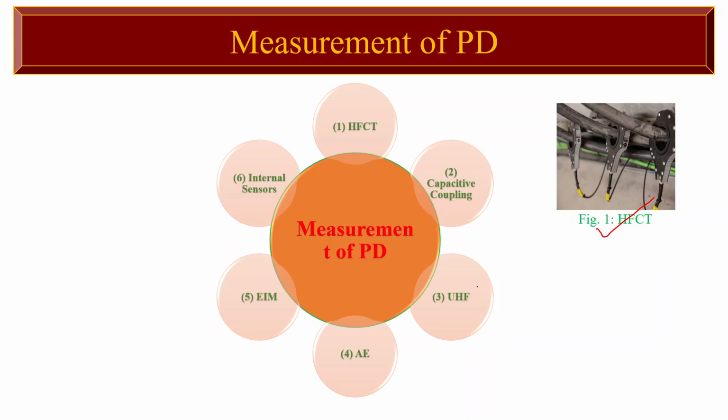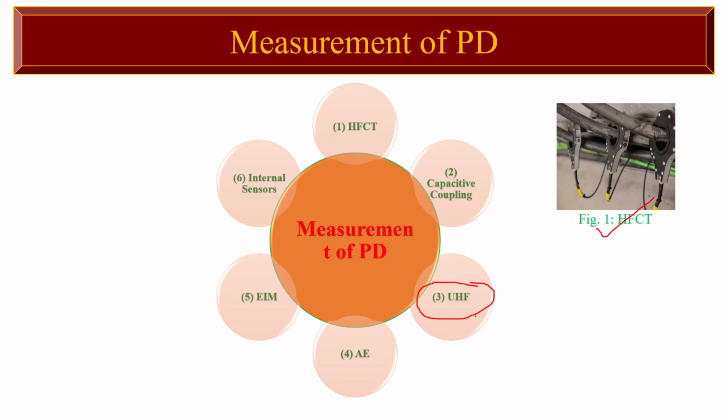Third one is the UHF, ultra high frequency detection. UHF detection involves placing UHF sensors or antennas near the equipment under test. The partial discharge events generate electromagnetic waves in the UHF range, and the sensors capture these waves for analysis. UHF detection is particularly used for detecting partial discharge in switchgears and transformers.